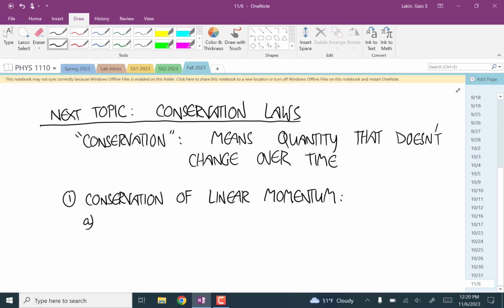But this is useful in certain cases. With any physics equation, half of the difficulty is figuring out when that equation applies. Conservation of linear momentum, we're only going to use for collisions. You can also use it for explosions. We're just going to deal with collisions.